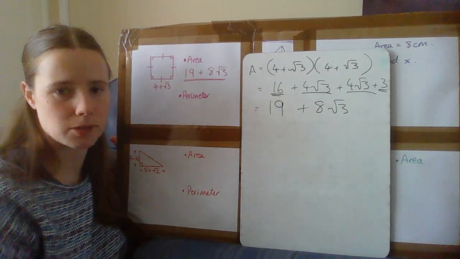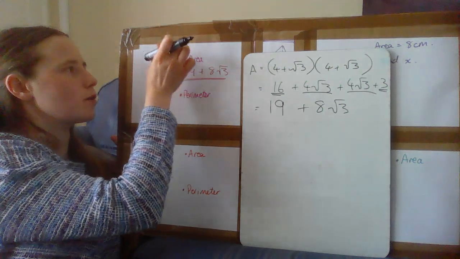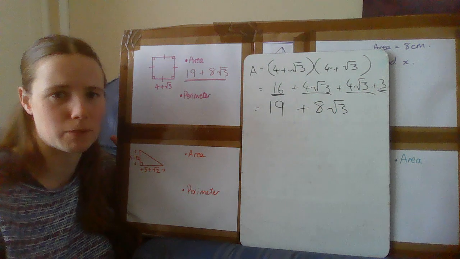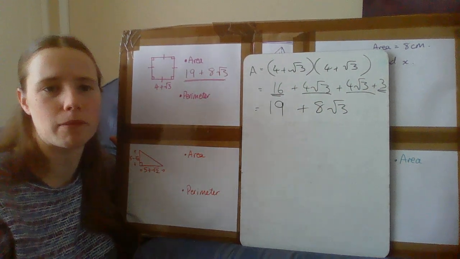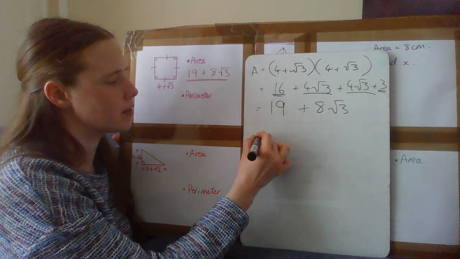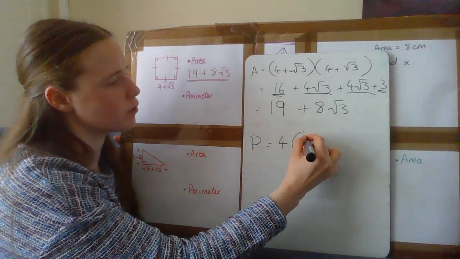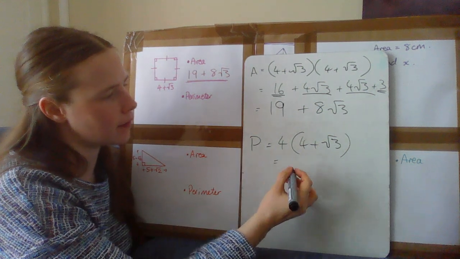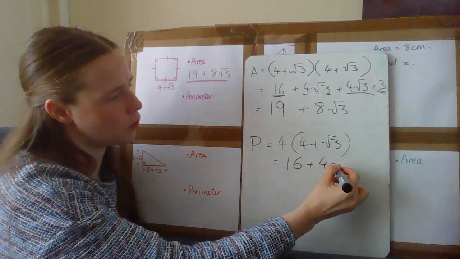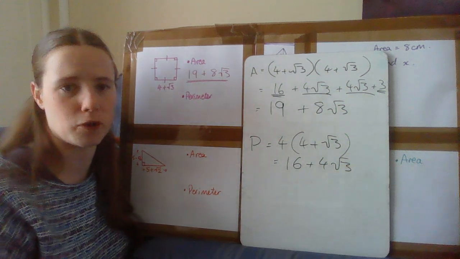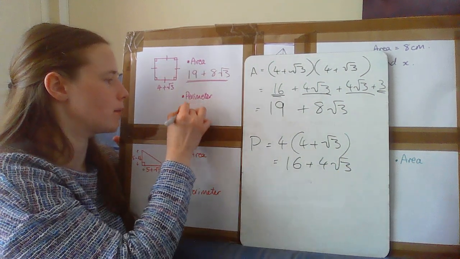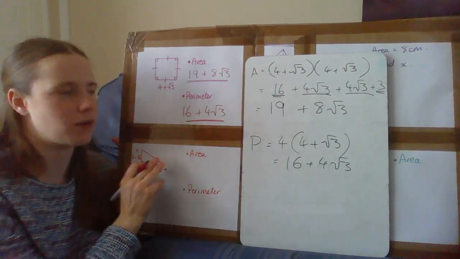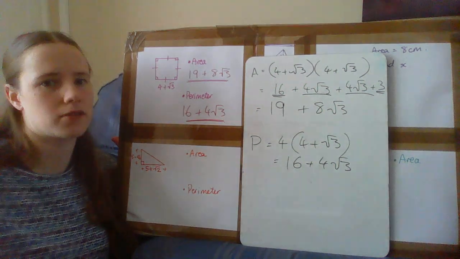For the perimeter, I'm just going to be adding this to itself 4 times. You can either write 4 plus root 3 plus 4 plus root 3 plus 4 plus root 3 plus 4 plus root 3, or you can just multiply it by 4 because you know all 4 of them are the same. So for the perimeter, I'm doing 4 lots of 4 plus root 3, put it in a bracket to show it's 4 lots of the whole thing, and that comes out as 16 plus 4 root 3. Again, I would be looking out for units if I had this in an exam in case I needed to put them on as well. But that is my perimeter. So I've got the area and the perimeter for my square.